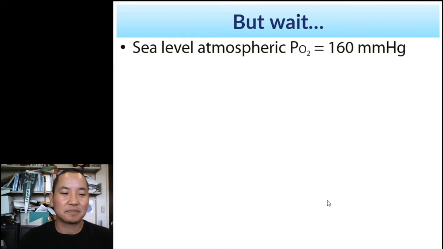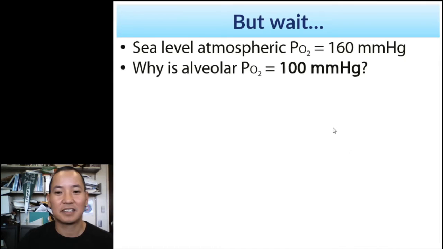So those of you who have been taking notes might be like, okay, why is sea level atmospheric partial pressure 160, but why is the alveolar partial pressure lower? Well, the funny thing about partial pressure is that it's about the pressure in your air, but also the percentage of each gas in the mixture of air that you breathe in. So humidity. Water can also be a gas. So the inside of your body is very wet and humid, right?